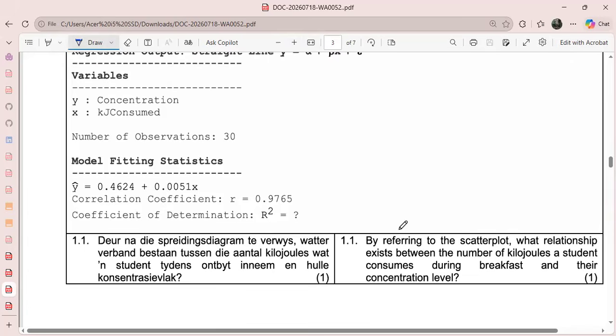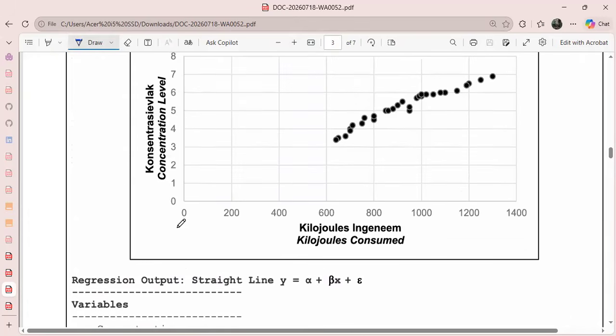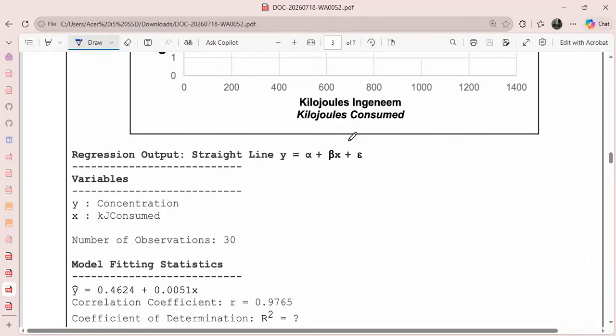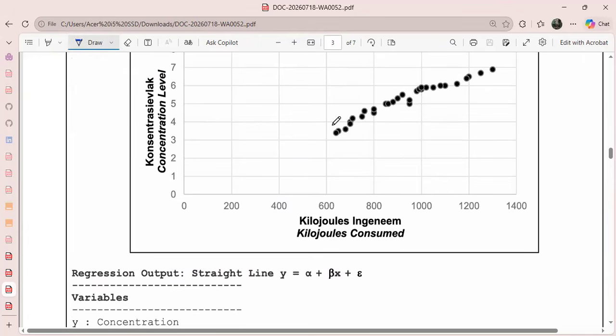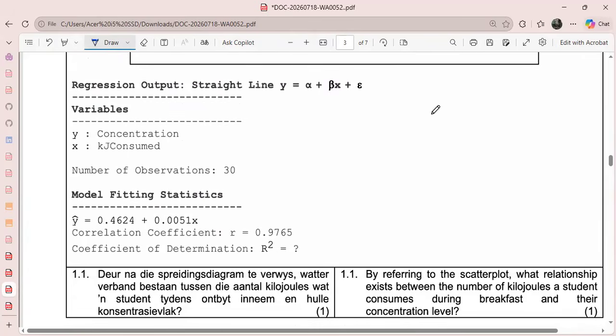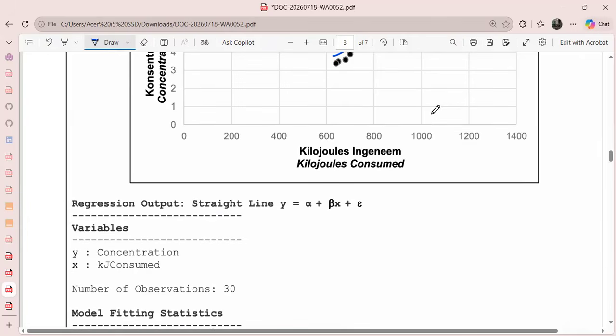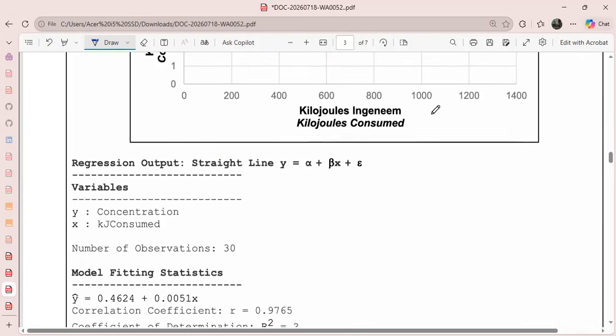Okay, by referring to the scatter plot, what relationship exists between the number of kilojoules a student consumes and the concentration level? So here you just look at the scatter plot. This is our scatter plot. Is it increasing or decreasing? Also, you check the R, 0.9763. That shows it's increasing. So there's a strong positive linear relationship between the X and the Y. And the X is what? The kilojoules consumed, and the Y is what? The concentration level.